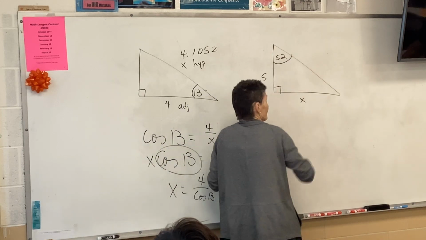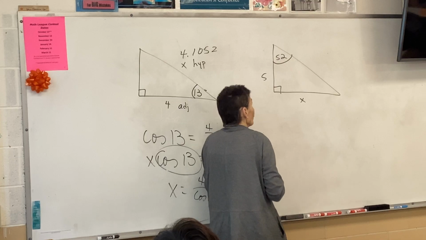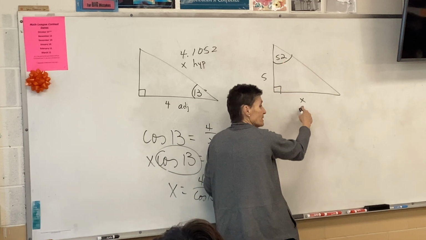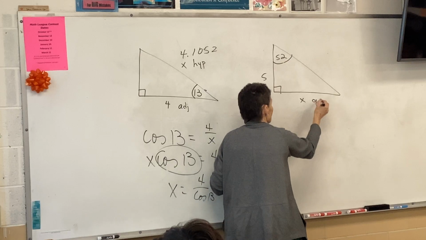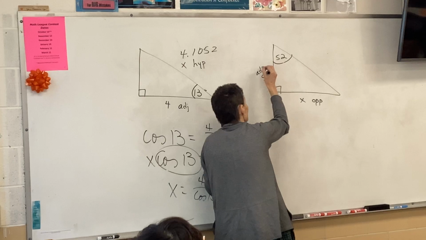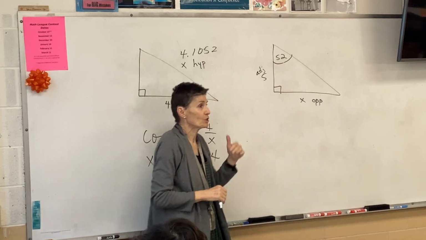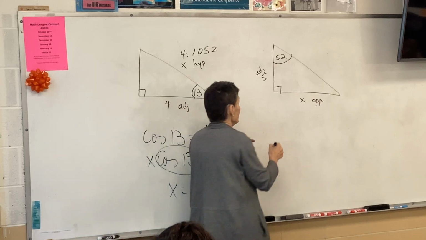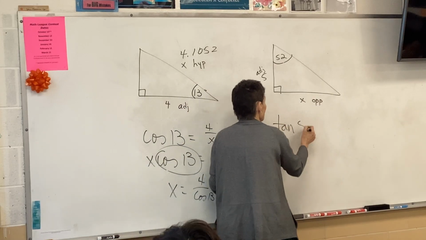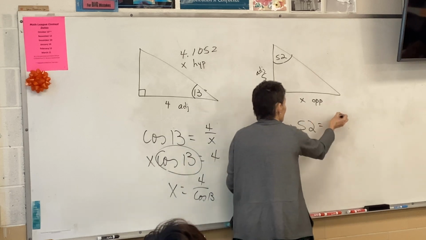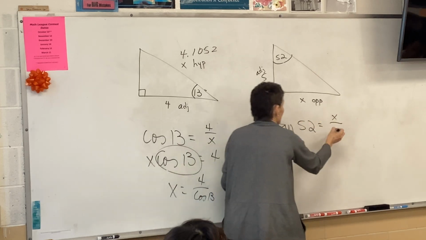Here's your angle. With regard to that angle, which side is this? Opposite. Which side is this? Adjacent. And if you're doing opposite over adjacent, that is tangent. So tangent 52 equals opposite over adjacent.